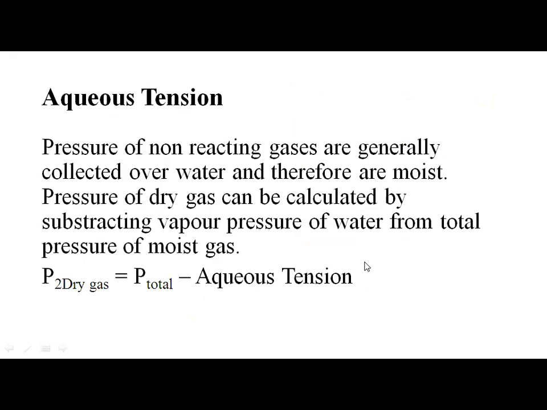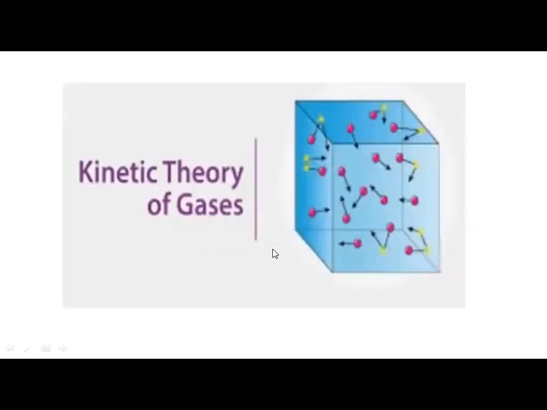And just now we have seen that non-reacting gases are generally collected over water and therefore are moist. The pressure of dry gas can be calculated by subtracting the vapor pressure of water from the total pressure of moist gas. And what is the vapor pressure of water called? It is called aqueous tension. So the pressure of dry gas is equal to P total minus aqueous tension. Correct?